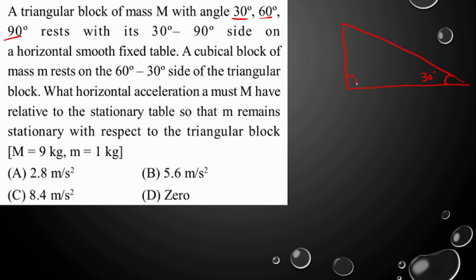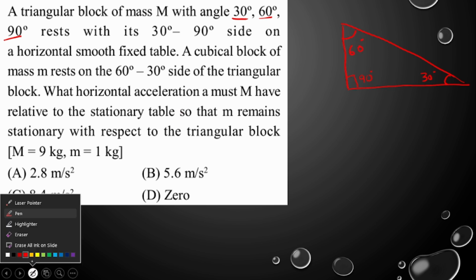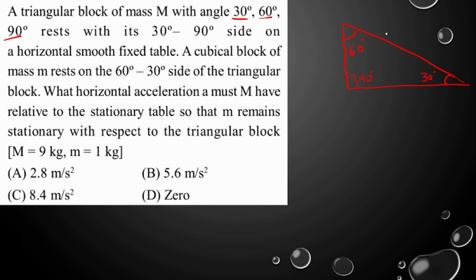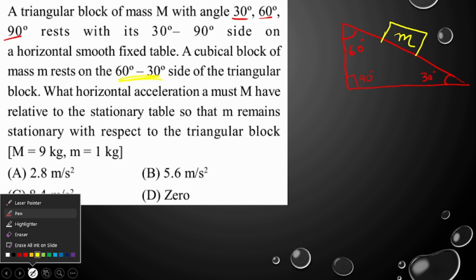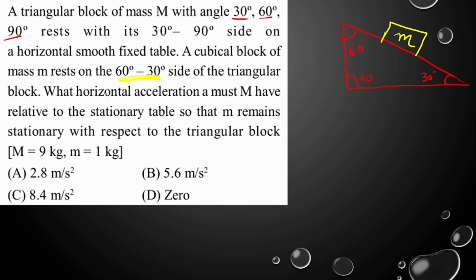(30°), 90° on the floor, and this is 60°. And a cubical block of mass small m is over here on the line of the 60-30° triangular block. What is the horizontal acceleration capital M must have relative to the stationary table so that it remains stationary with respect to the triangular block?